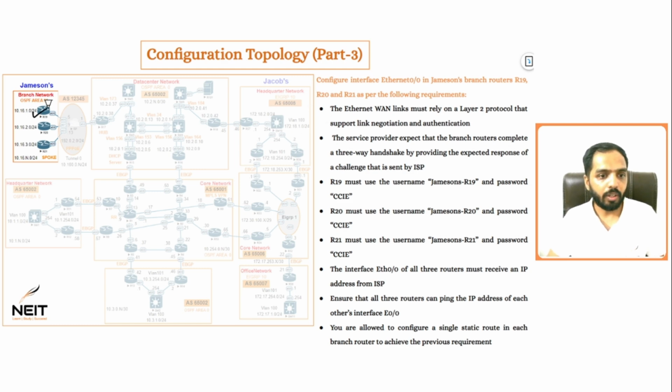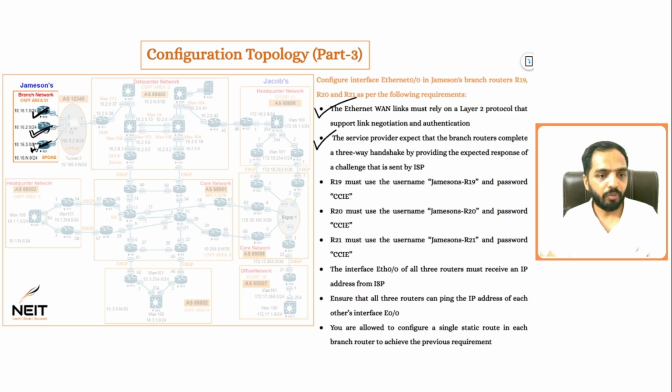In today's task we will be configuring the Jameson's branch routers, which are router 19, 20 and 21. The first requirement is that the Ethernet WAN link must rely on a layer 2 protocol that supports link negotiation and authentication. After that, the service provider expects the branch router to complete the three-way handshake by providing the expected response to a challenge sent by the ISP.